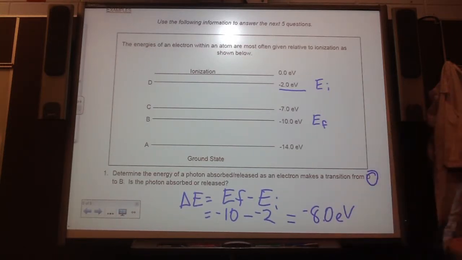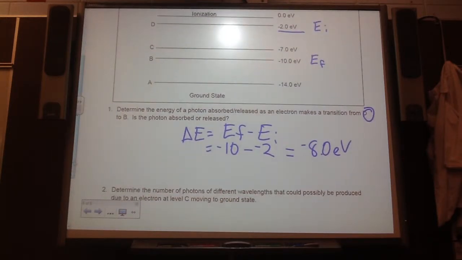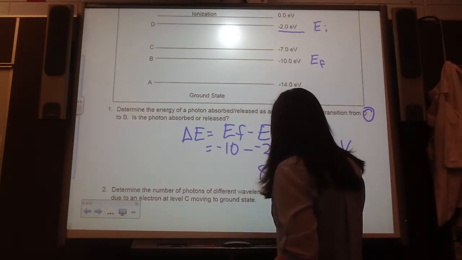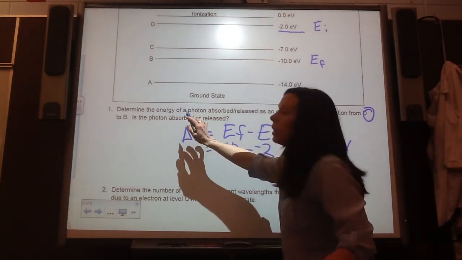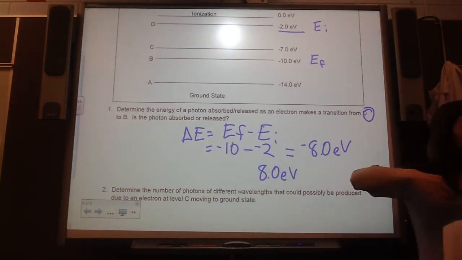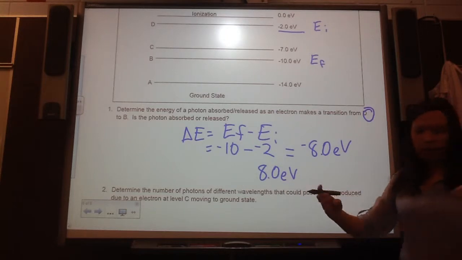Now, if I was just giving my answer straight, I could say it was just 8 electron volts. So it's 8.0 eV, and since it was negative, that means, think about the photon, if it's negative, then it's being released.